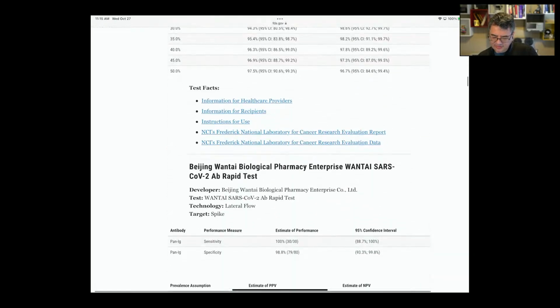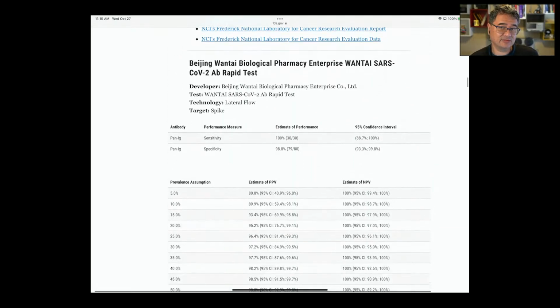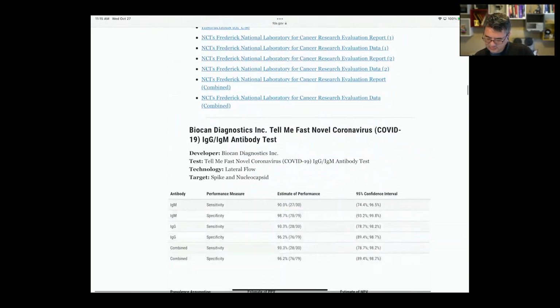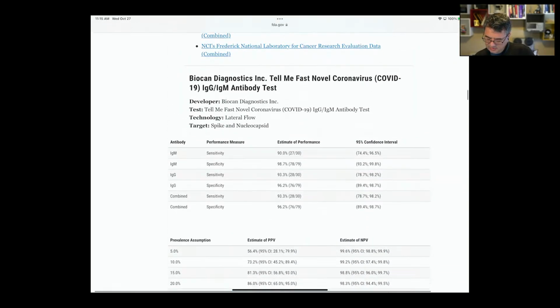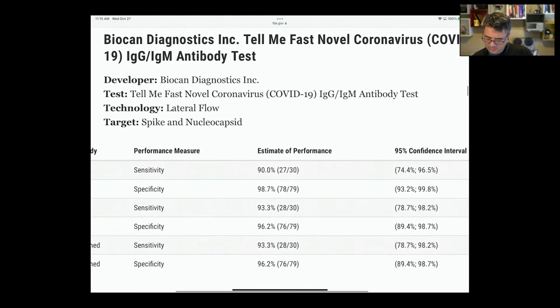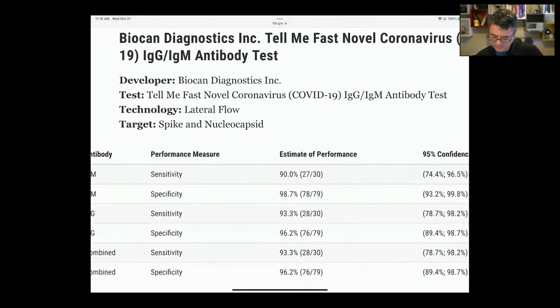So, like I said, back then there were only about 20 or so items in this list, and it was easier to scroll through the whole thing. But here's one that was fairly common, this Biocan Diagnostics, Tell Me Fast Novel Coronavirus IgM, IgG antibody test. So lateral flow, right? So quick results.